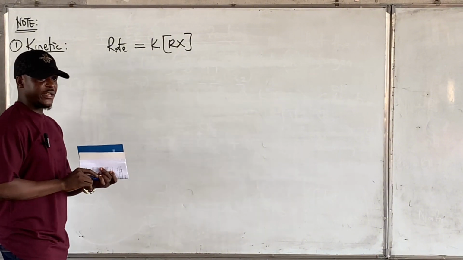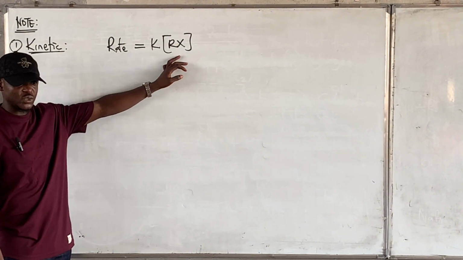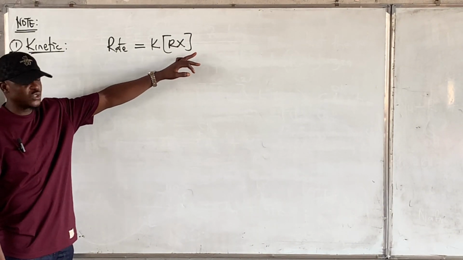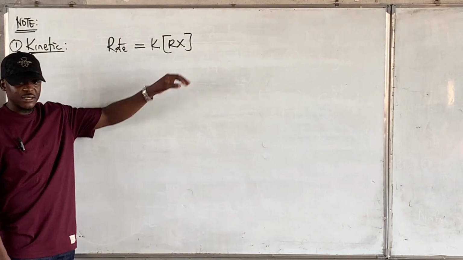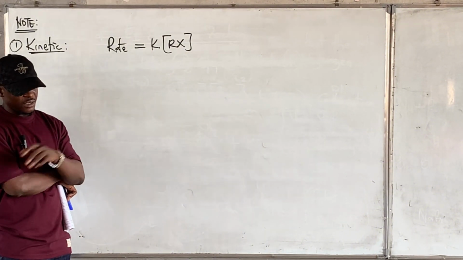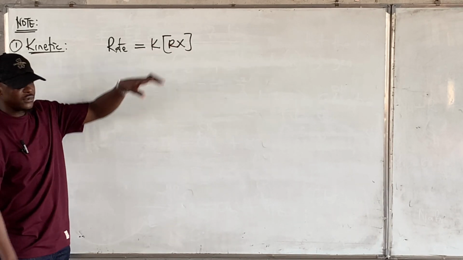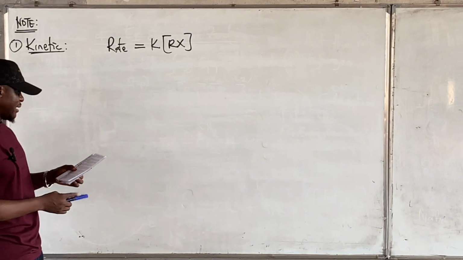The rate of this E1 is only dependent on the substrate because the first step is only involving the substrate. That's the ionization step. This is the rate determining step. That is why there is no base involved. In the case of E2, both the base and the substrate were involved in the reaction process. But here, it's only the substrate that is involved in the rate determining step. So it's a first order kinetics.